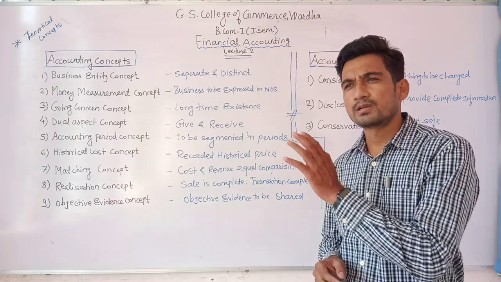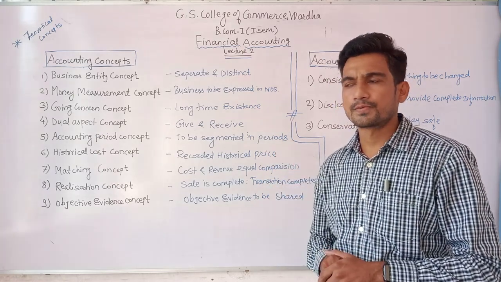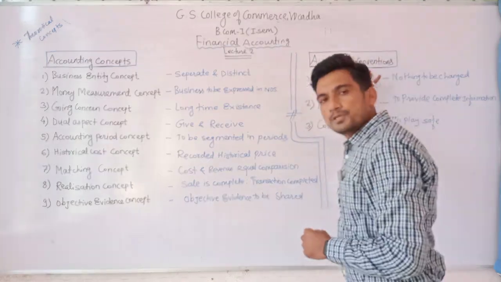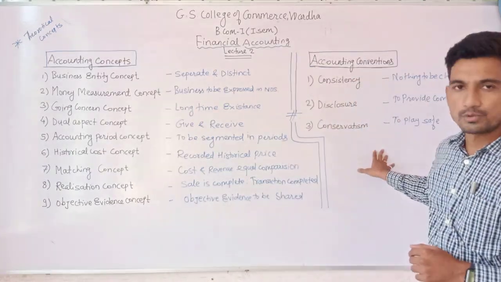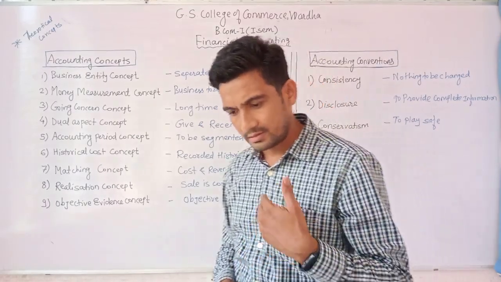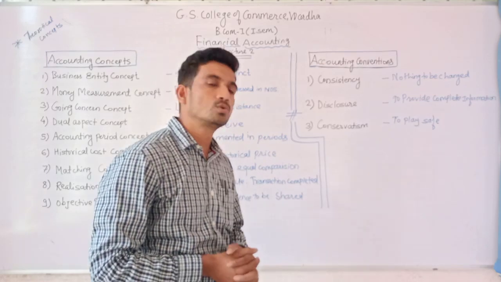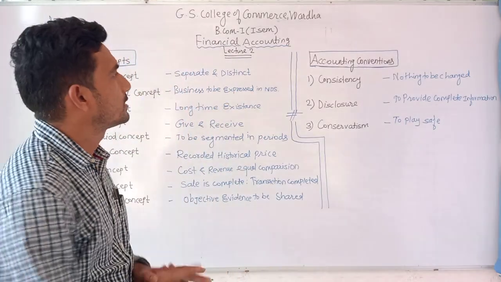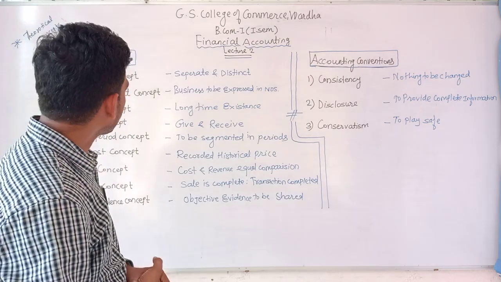Now, what are the theoretical concepts? The theoretical concepts are classified into two parts. One is accounting concepts and accounting conventions, which are noted on this whiteboard. And the second part, which we will take up in the third lecture, is accounting standards, Accounting Standard 1 to Accounting Standard 10, AS1 to AS10.